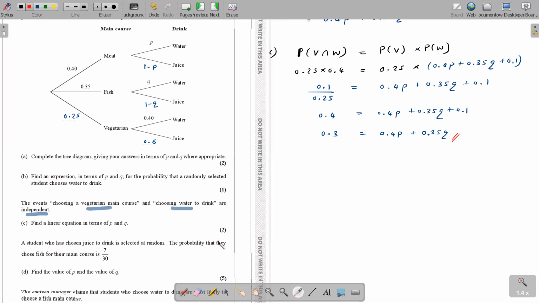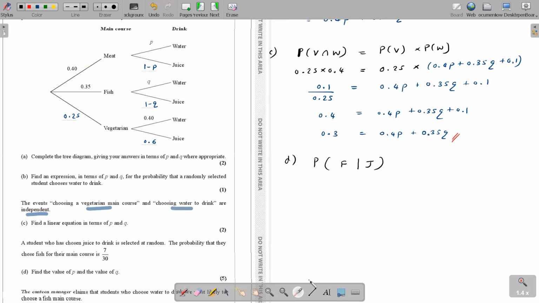The given that should be the people who have chosen juice. You take the full body to be the people who chose juice, and out of that only we are taking the probability now. So the people who chose juice to drink, that is the given that, and the probability that they chose fish for the main course is 7 over 30. So how do we write this nicely? Probability of choosing fish, given that they have chosen juice.